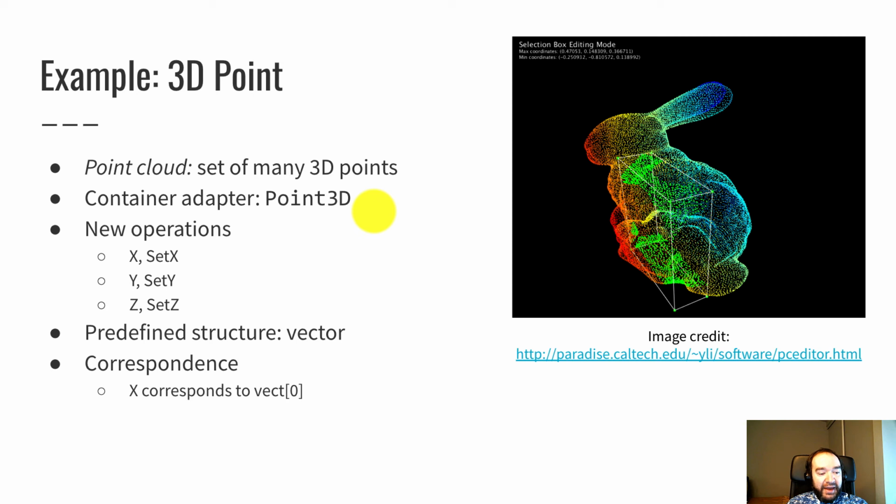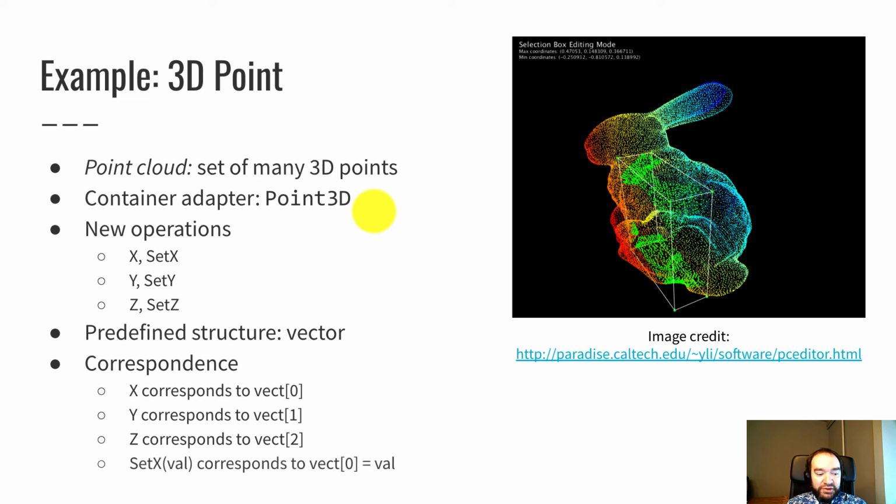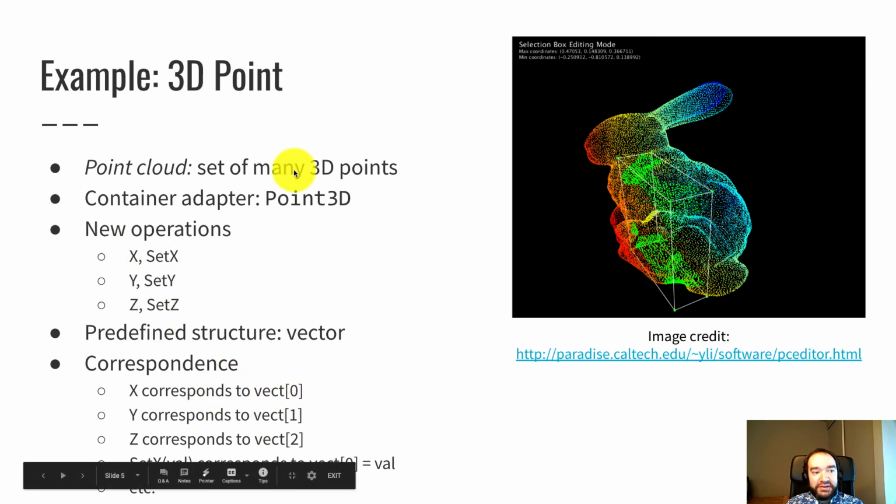I'm going to say that the x coordinate, the new concept, corresponds to the vector element at index 0. And y is going to correspond to vector element 1. Z is going to correspond to vector element 2. So in order to set x, that corresponds to setting vector element 0 to a value. And the same goes for y and z. The important idea here is we're showing how to connect or correspond the new operations with the old ones, the ones that are already available to us.